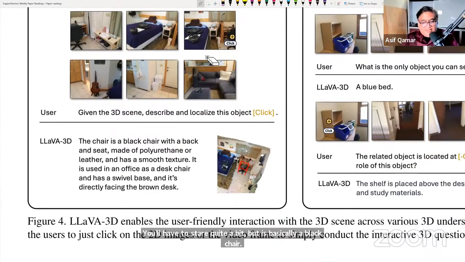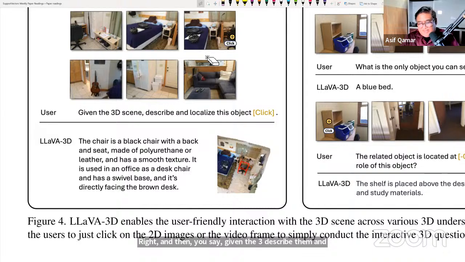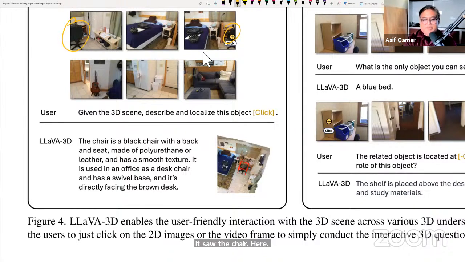Then you say, given the 3D scene, describe and localize this object. It's a very simple task: describe it, and see what it says. It says the chair is a black chair with a back and seat made of polyurethane or leather and has a smooth texture. Because it saw this chair in 2 places. It saw the chair here, and here. It didn't see the chair in these 2.